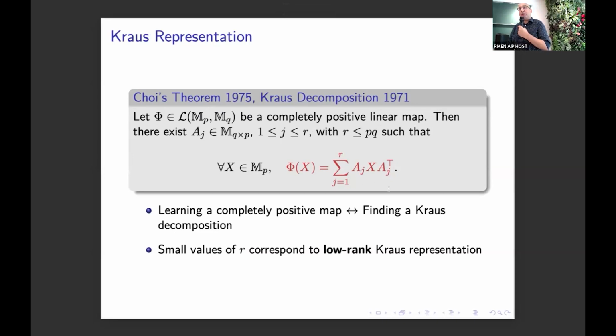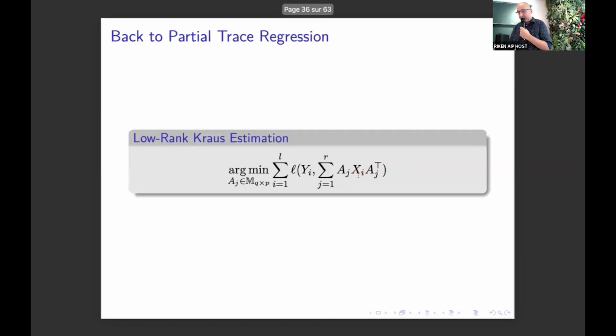And if we would like to estimate the parameters now, we have to estimate the parameters A_g of this decomposition. These operators are also known as Kraus operators in the Kraus decomposition. Okay, so now our optimization problem for the partial trace regression is the following.